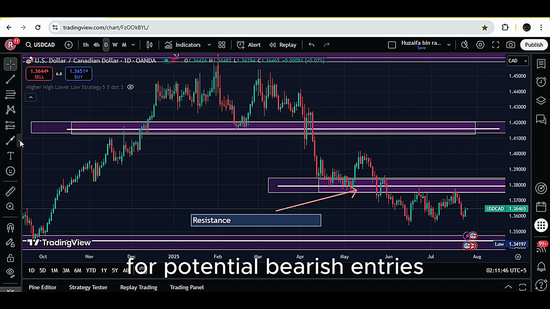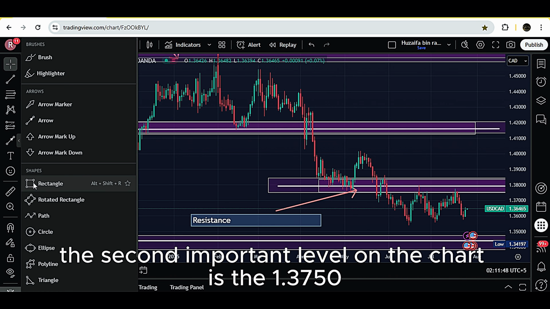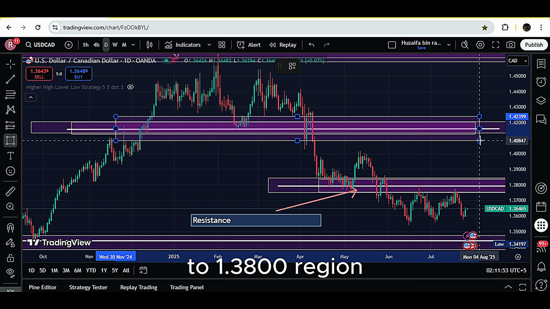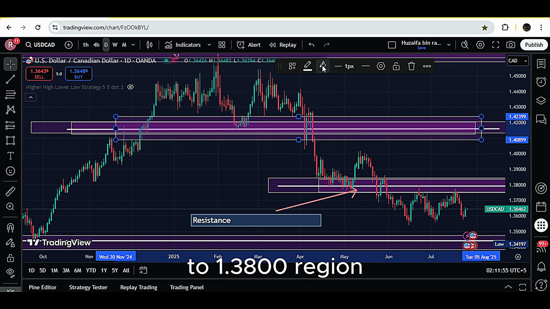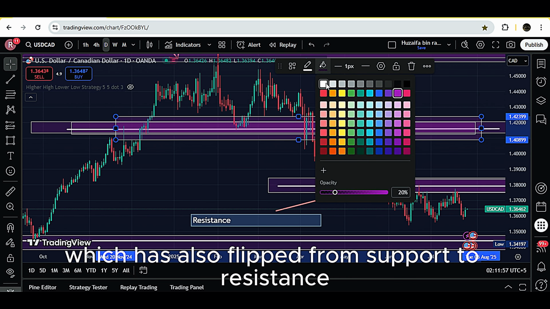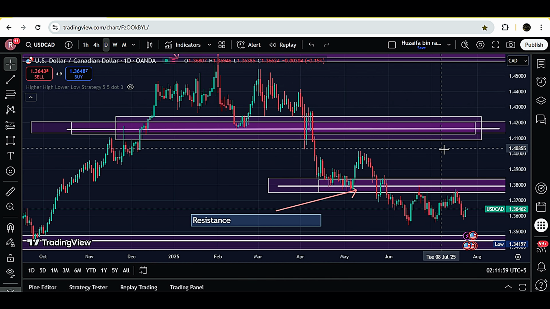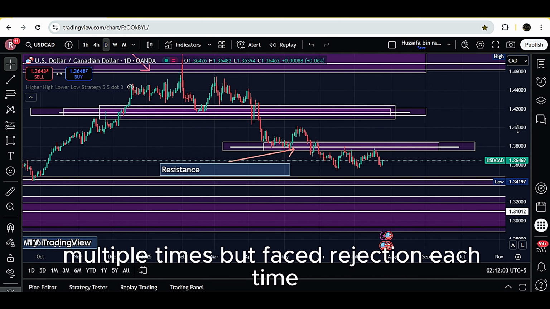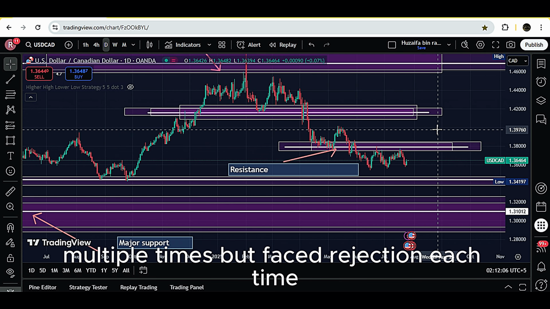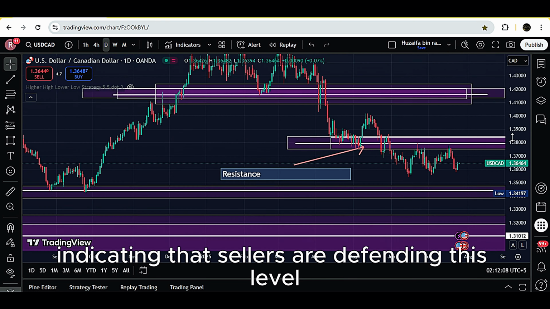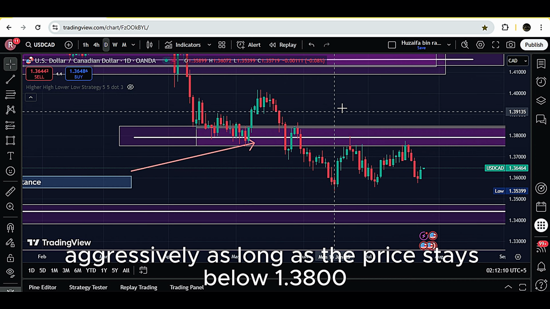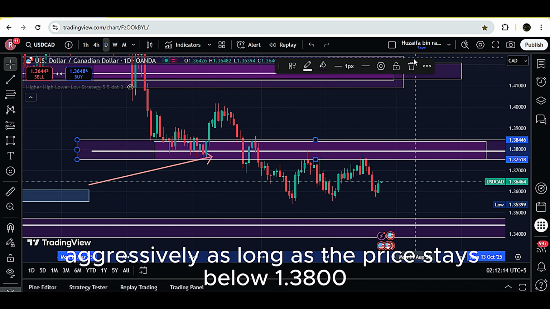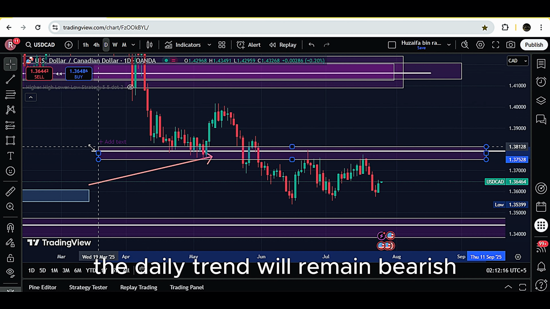making this a critical zone for potential bearish entries. The second important level on the chart is the 1.3750 to 1.3800 region, which has also flipped from support to resistance. We can see that price tried to climb back above this zone multiple times but faced rejection each time, indicating that sellers are defending this level aggressively. As long as the price stays below 1.3800, the daily trend will remain bearish.